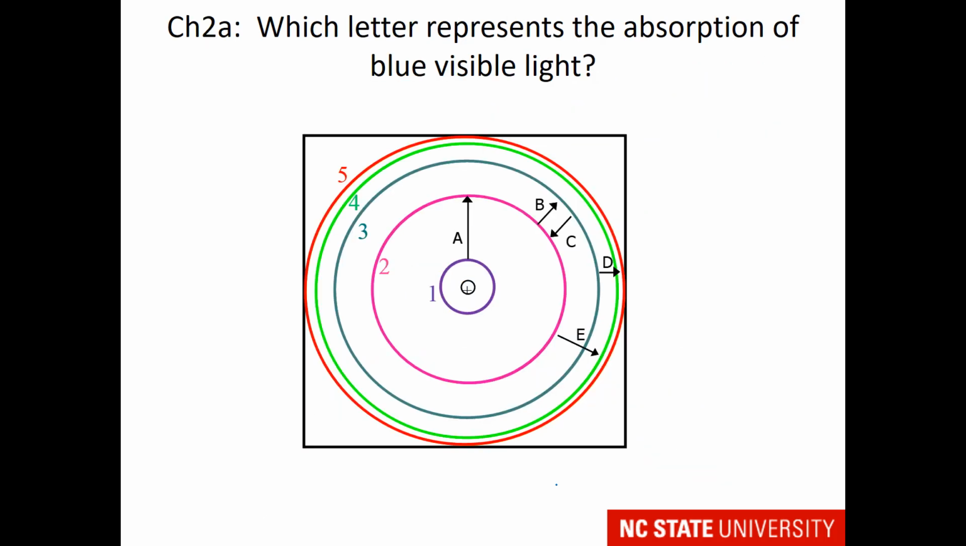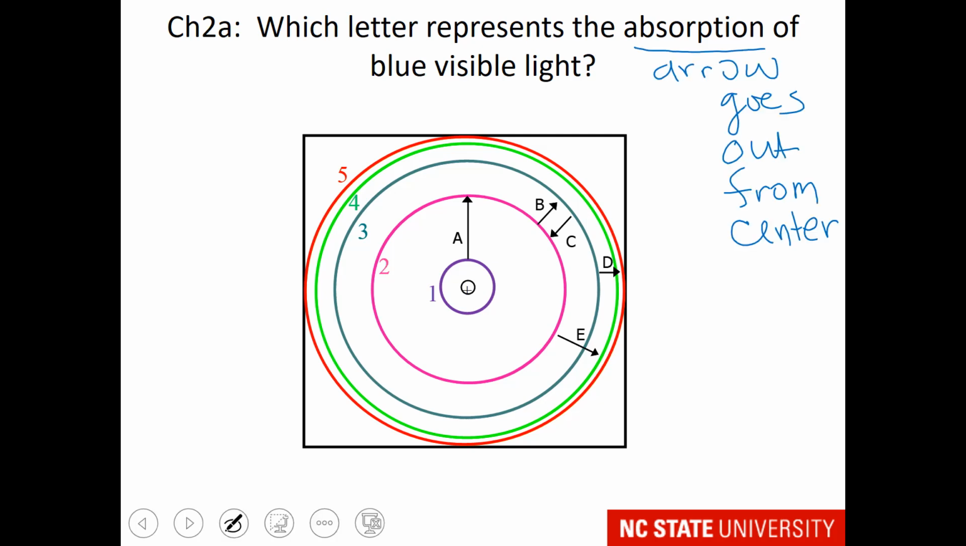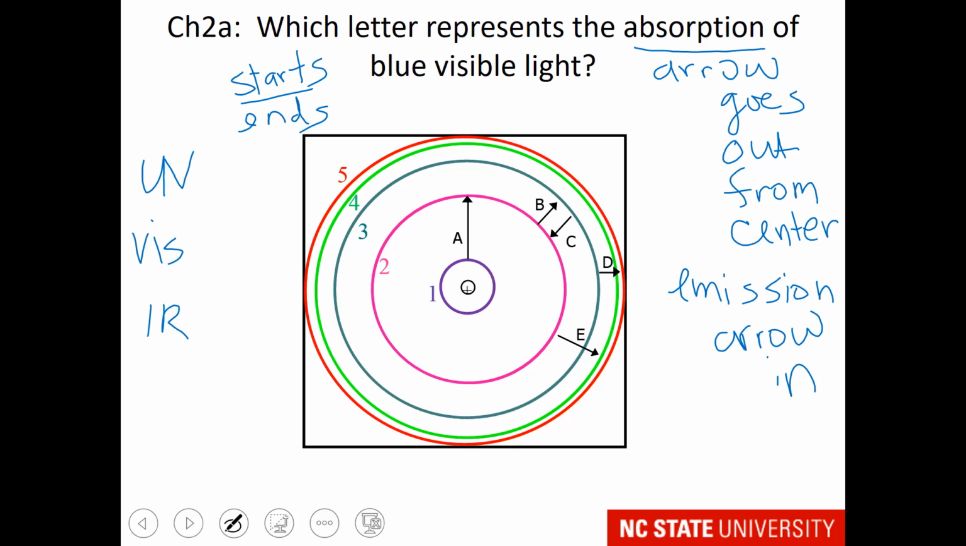How about the Bohr model of the atom? We want to know which letter represents the absorption of blue visible light. First off, remember that absorption means the arrow goes out from the center. Emission would be arrow in. Also remember that for ultraviolet light, the arrow starts or ends at 1. For visible, it starts or ends at 2. And for infrared, the arrow starts or ends at 3 or 4. Finally, you have to remember that blue is high energy visible light. Red would be low energy visible light.